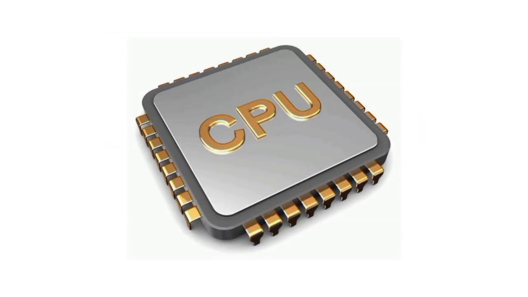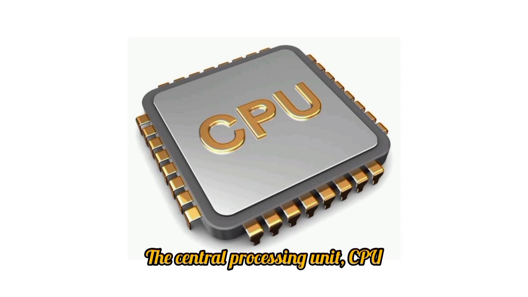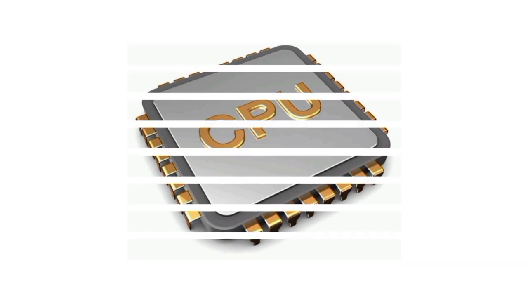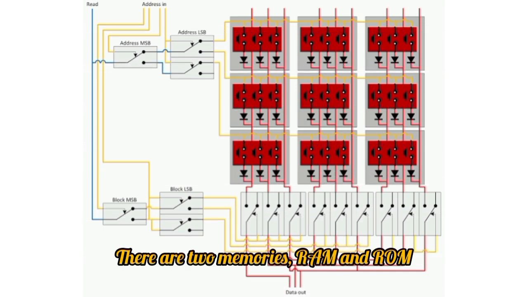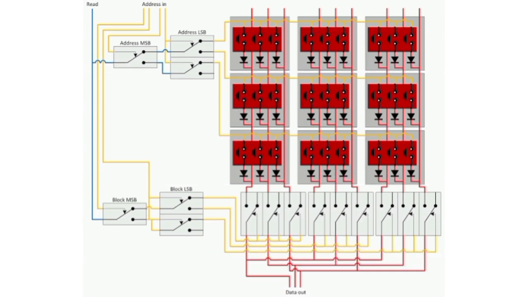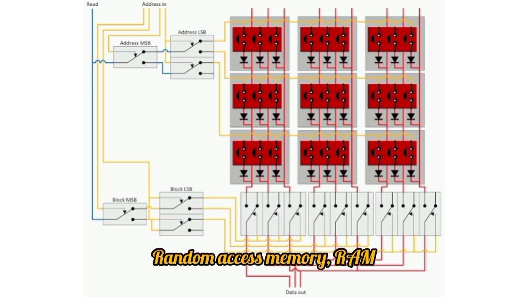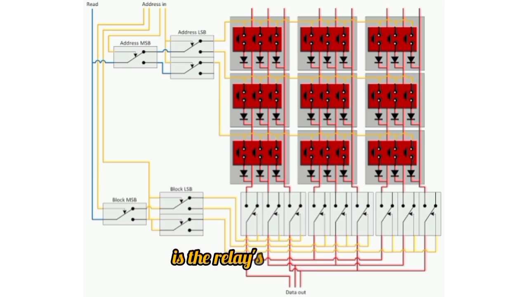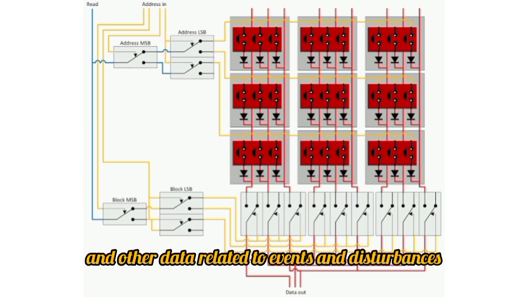CPU. The central processing unit, CPU, is the system's brain, which processes and filters all data, protection algorithms and digital inputs. Memory. There are two memories, RAM and ROM, in the numerical relay. Random access memory, RAM, is responsible for the retention and processing of input data to the relay during compilation. Read-only memory, ROM, is the relay's storage unit. It stores the required software and other data related to events and disturbances.